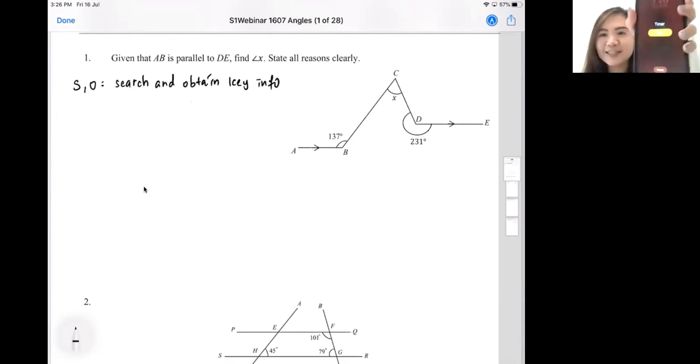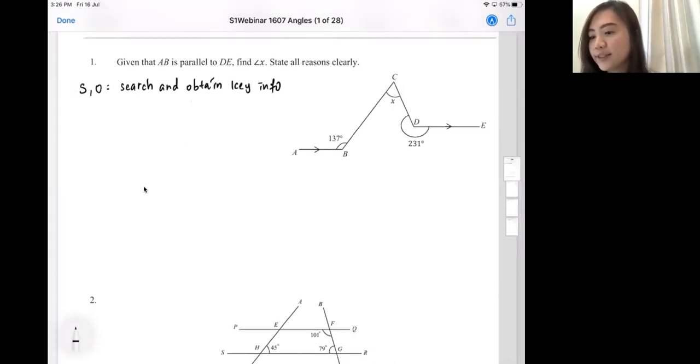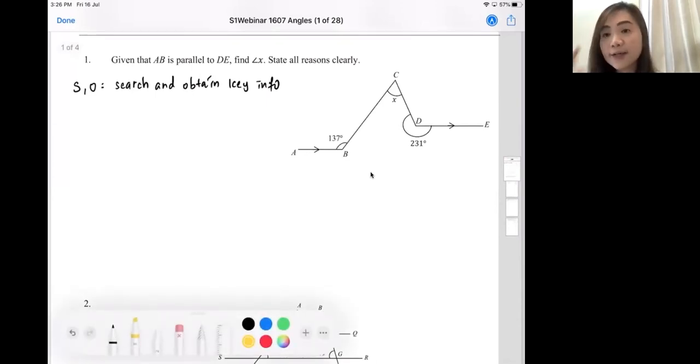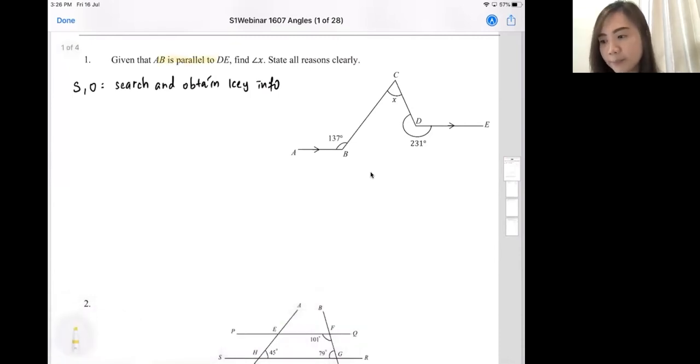Oh, time is up. Search and obtain key information. When we look at this diagram, it's not like a question with a storyline or anything, so it's quite direct what they want you to find. The first important key point is that AB is parallel to DE. Because with that, there are three important angle properties that we will have to relate.